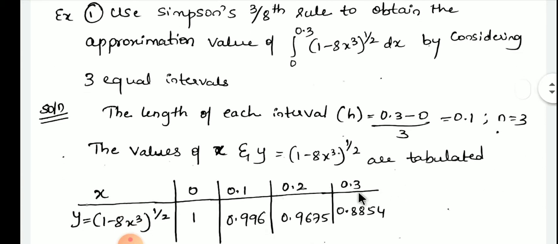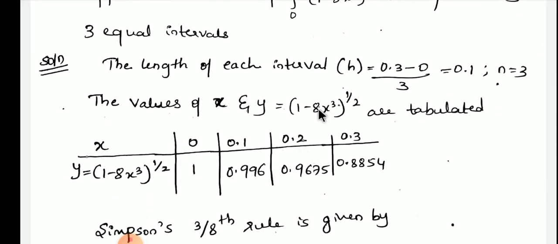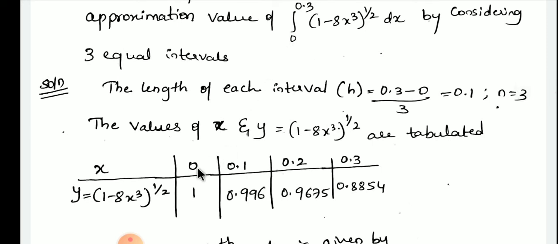Now I need to calculate the value of y for the corresponding value of x. When h is 0.1, that is the length of each interval. Therefore here y is equal to (1 minus 8x cubed) whole to the power 1 by 2. If I substitute x is equal to 0, because it is starting from 0, and apply x is equal to 0 in the y equation, I am going to get the answer as 1. Similarly, the next x is equal to 0.1. Why 0.1? Because h is equal to 0.1. The length between two intervals is 0.1.